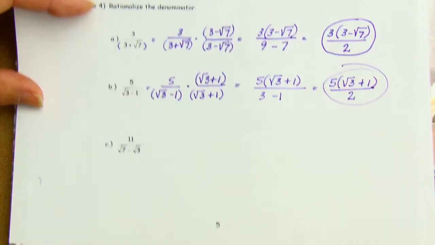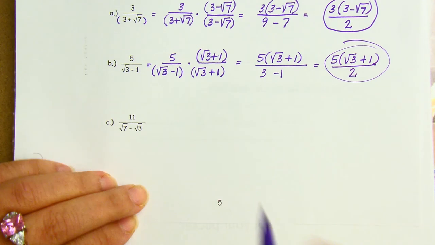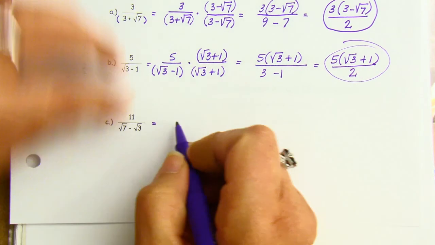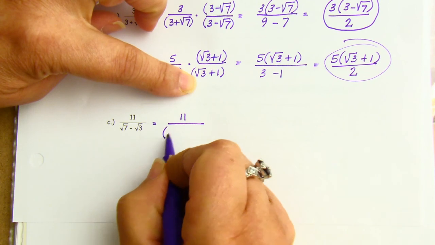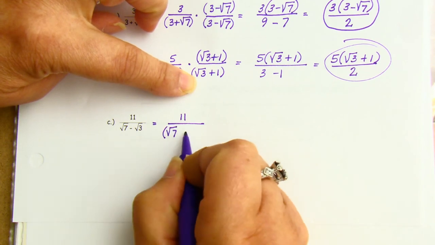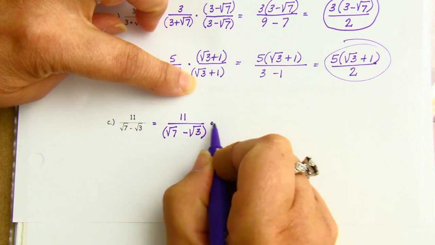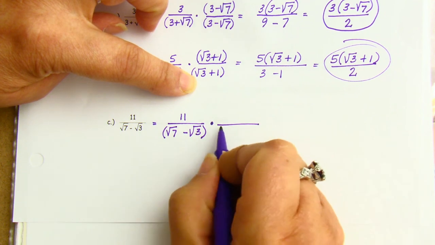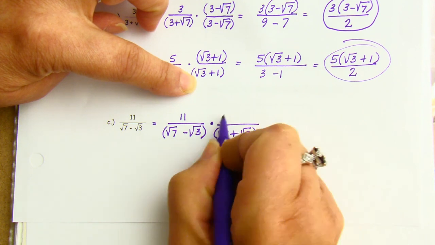Why don't you try the last one? Pause the video, and then turn it back on to see if you're correct. Okay. Hopefully you paused the video and you tried this problem on your own. Root 7 subtract root 3. I have to multiply by a clever form of 1. That would be the conjugate of the denominator, root 7 plus root 3, over itself.